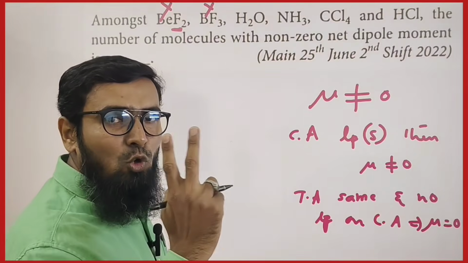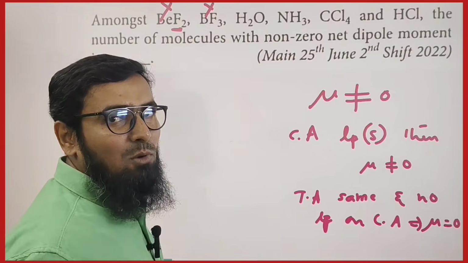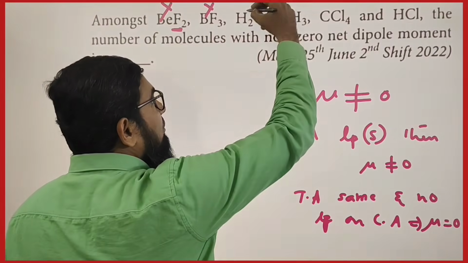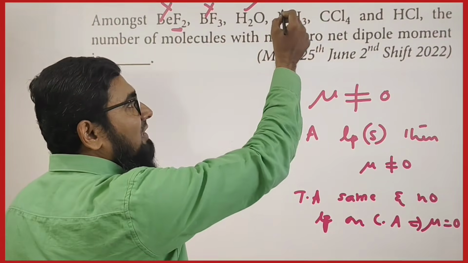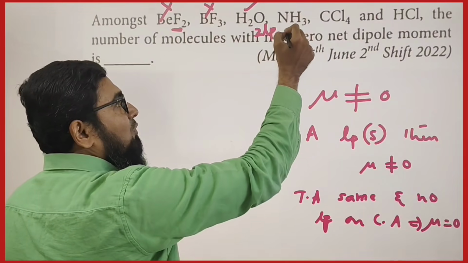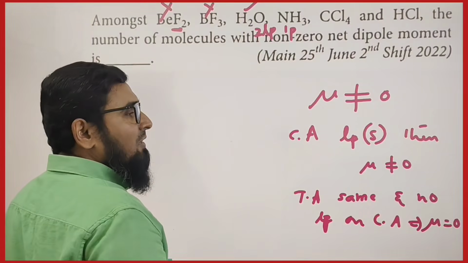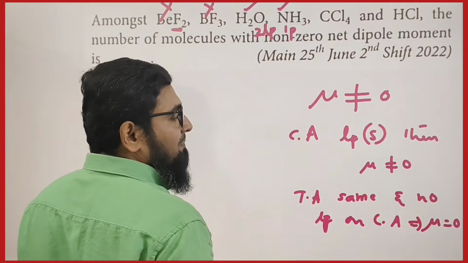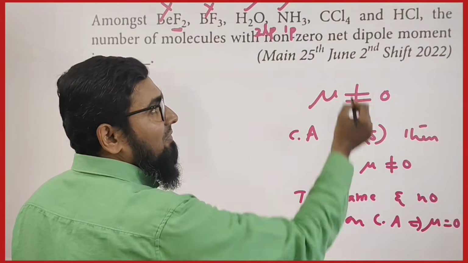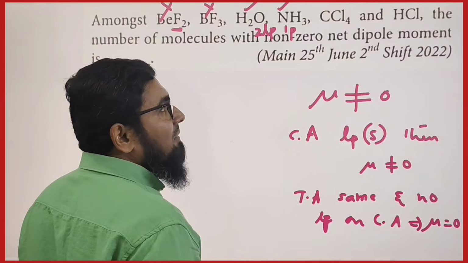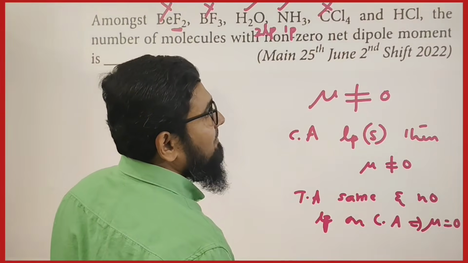H2O, there are two lone pairs present on the central atom oxygen. Therefore, dipole moment is not equal to 0. So this is the correct one. NH3, nitrogen has one lone pair on its head. So therefore, its dipole moment is not equal to 0. CCl4, the terminal atoms are same. 4 chlorines are same and a lone pair is not present on carbon. Therefore, this is not your answer.